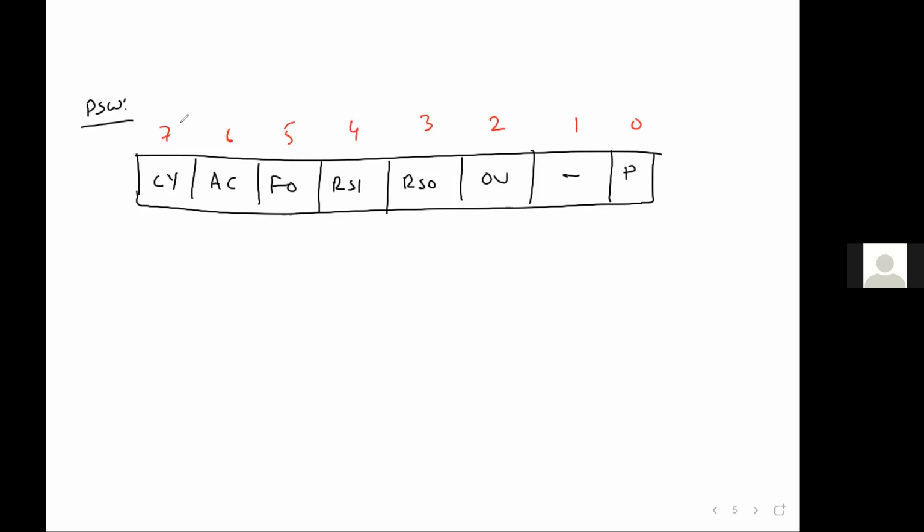How do we determine the bank? The selection of bank depends on RS1 and RS0. If it is 0, 0, our bank is 0. If it is 0, 1, bank is 1. If it is 1, 0, bank is 2. If it is 1, 1, bank is 3. We discussed this, isn't it? This is not new to you.